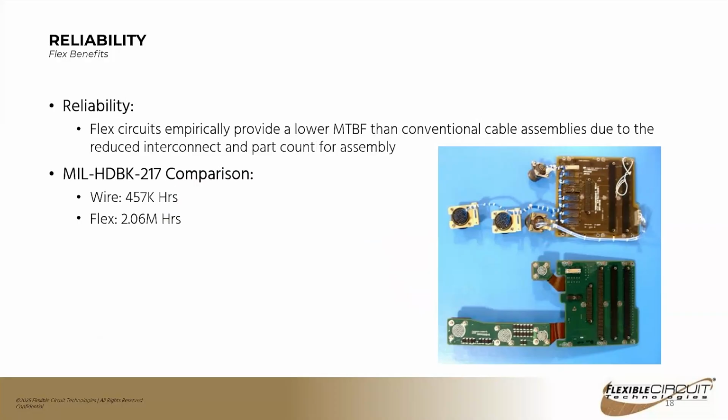Reliability. There's been a lot of talk about reliability, and the MIL Handbook 217 did a comparison a few years back where you could expect to see just under 500,000 hours of longevity with a traditional wire harness assembly. By converting that to a flex assembly, you're over 2 million hours. So roughly 4 times the longevity, or mean time between failure, of a flex circuit as compared to a wire harness.